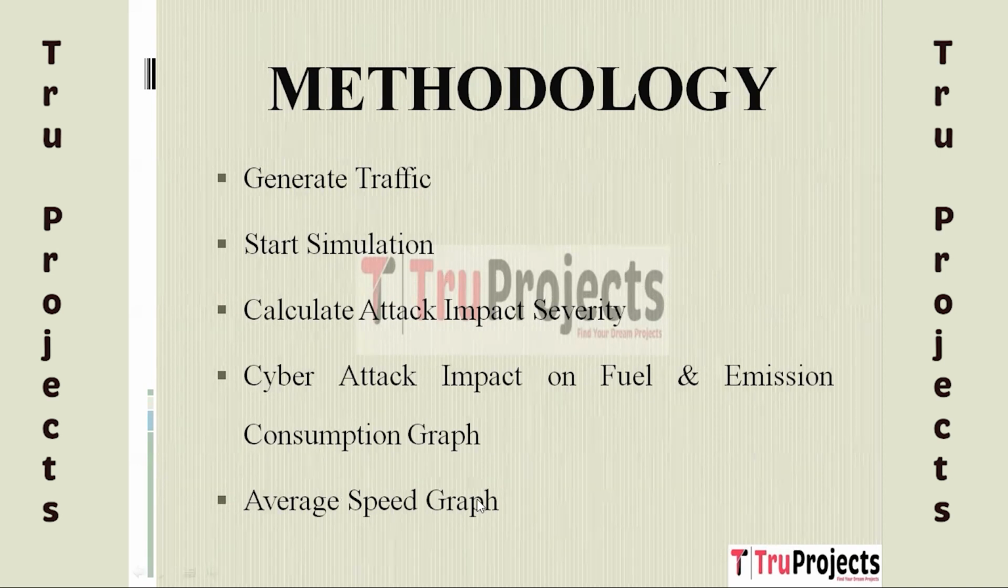The last module is Average Speed Graph. The Average Speed Graph module produces a graph illustrating the average speeds of vehicles in the simulation. The x-axis represents vehicle numbers while the y-axis represents the speeds. The graph provides insights into how cyber attacks influence the movement patterns of vehicles, affecting their average speeds and potentially causing disturbances in traffic flow.